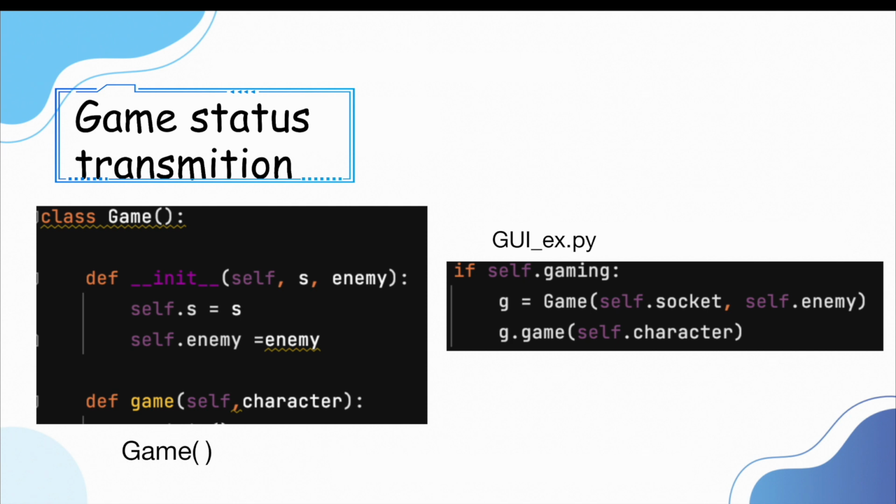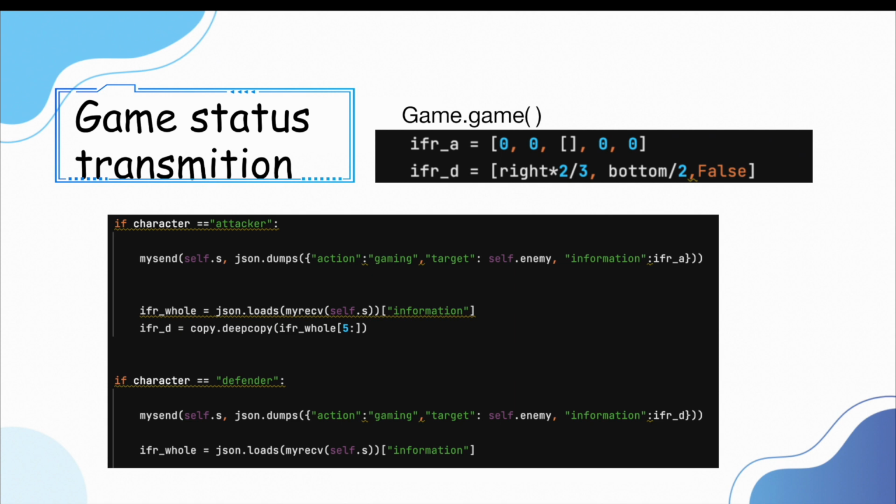Now we have seen how the game runs. Let's see how we integrate the game into the chat system. We directly define game as a class, so we can directly put the socket from the GUI into the game class. During the game, according to the character, they send and receive messages all the time. Like for the attacker, he sends out the attacker information and receives the defender information.